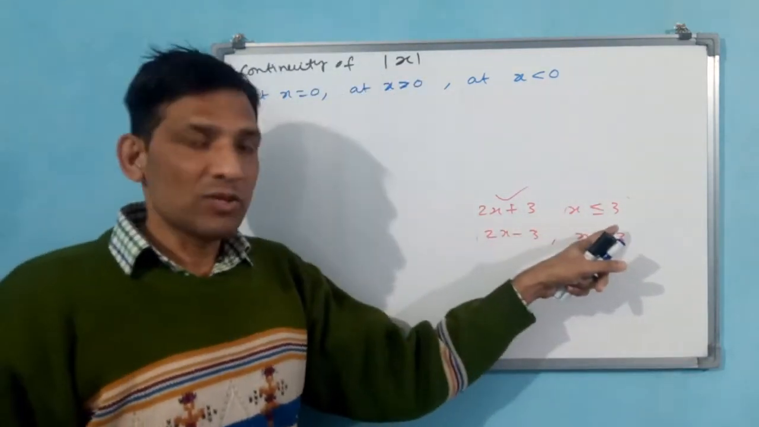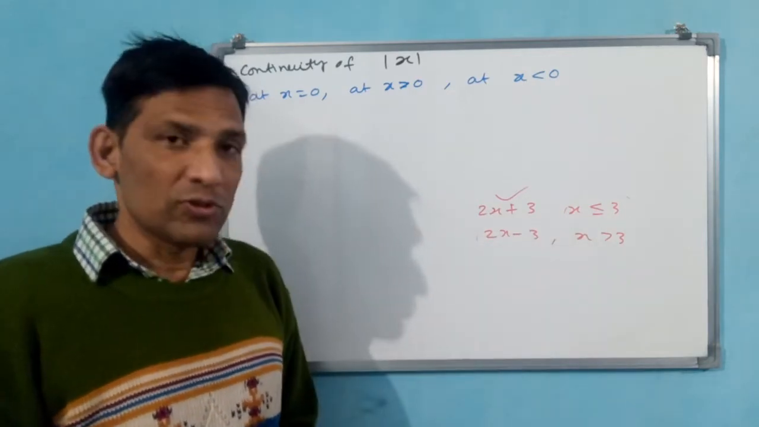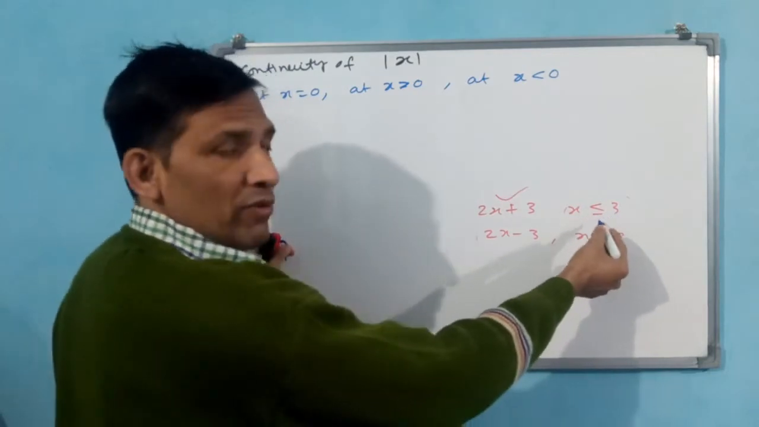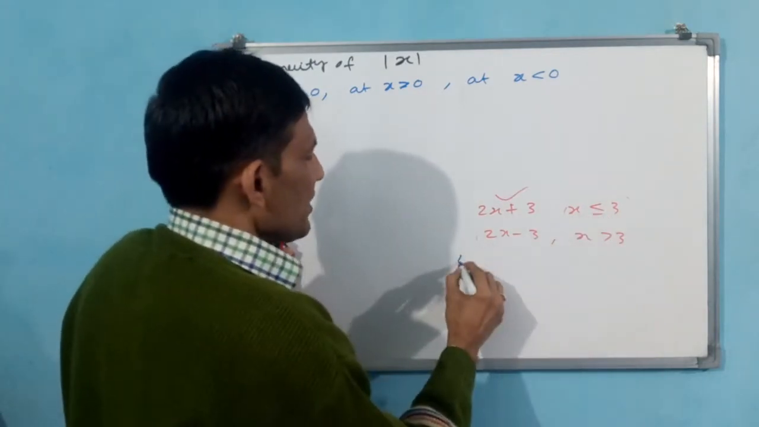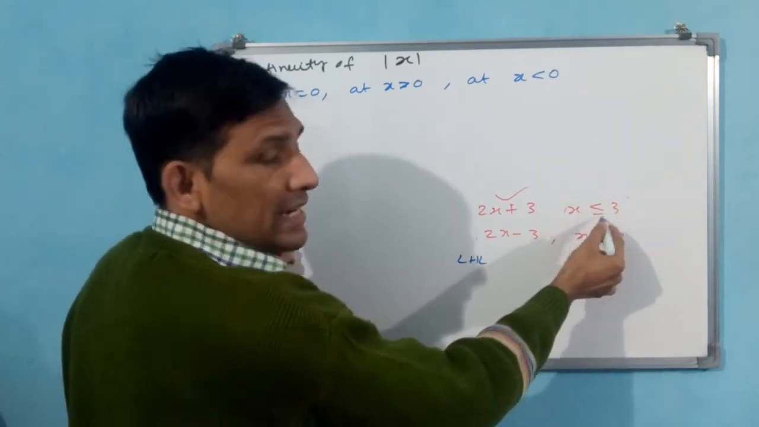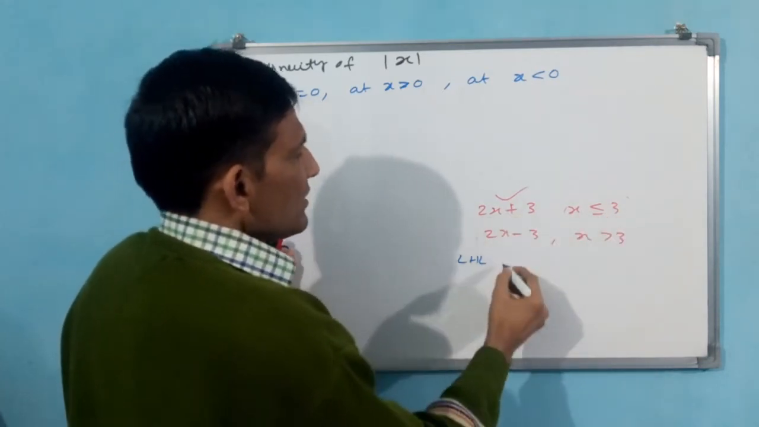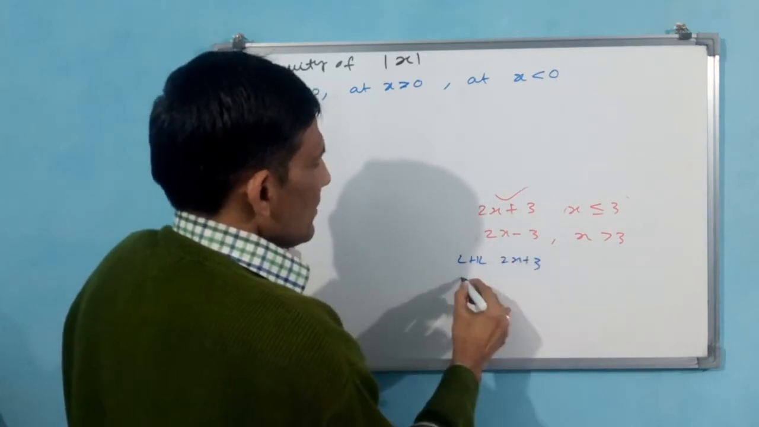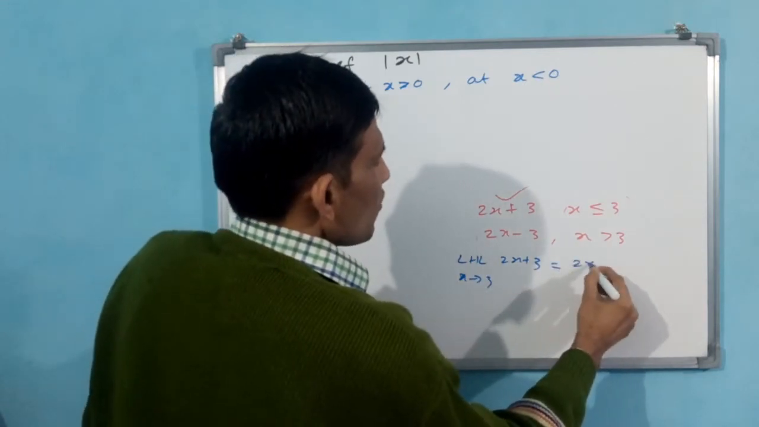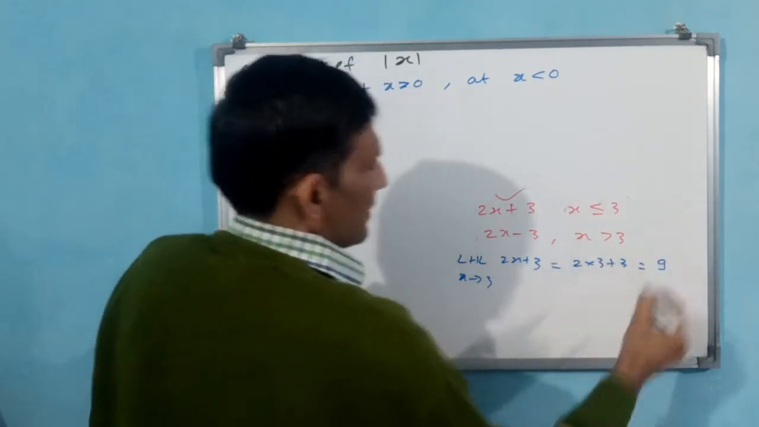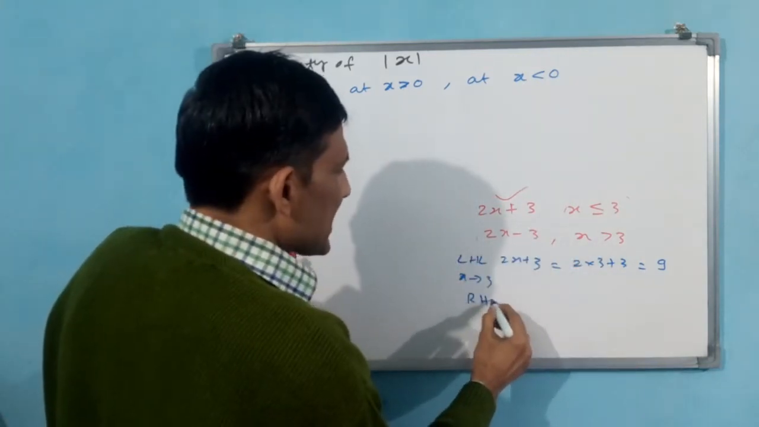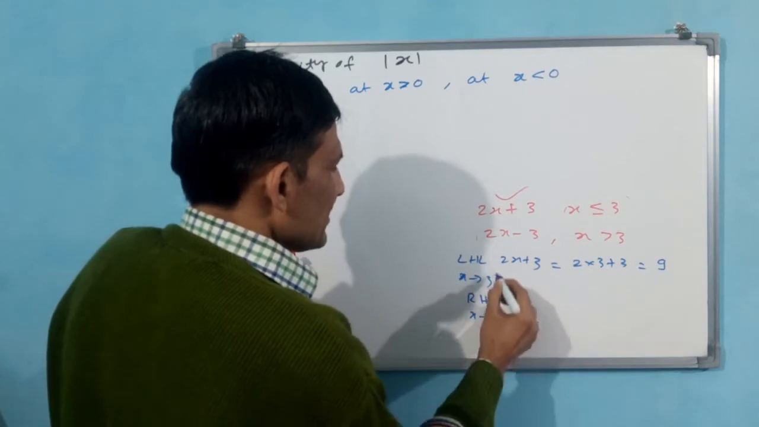But if you write these along with 2x plus 3: 2x plus 3 at x up to 3, and 2x minus 3 at x greater than 3. See here, we did not take the main limit equal to the left hand limit. The left hand limit, LHL, is slightly less than 3, so you take 2x plus 3 as x tends to 3. Then what is going to come? 2 into 3 plus 3, that is 6 plus 3, equal to 9. The right hand limit means slightly greater than 3, so 2 into 3 minus 3 plus.